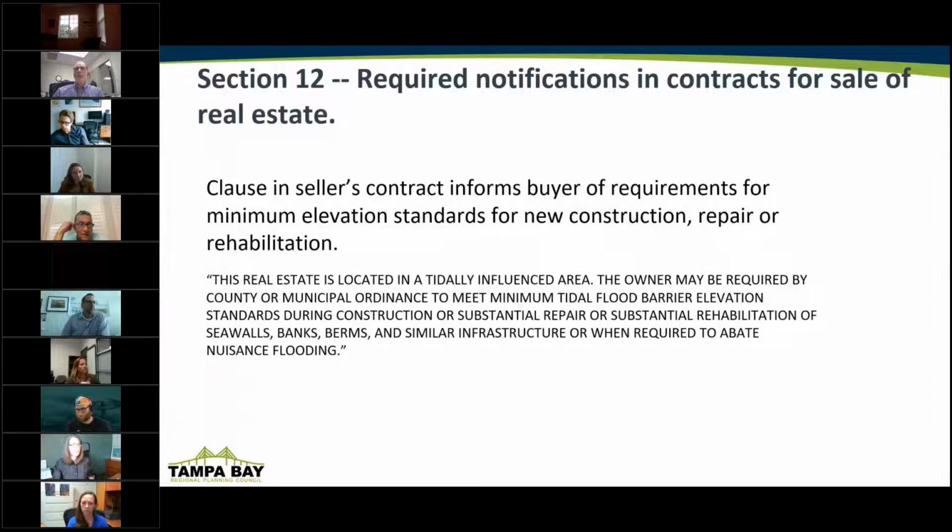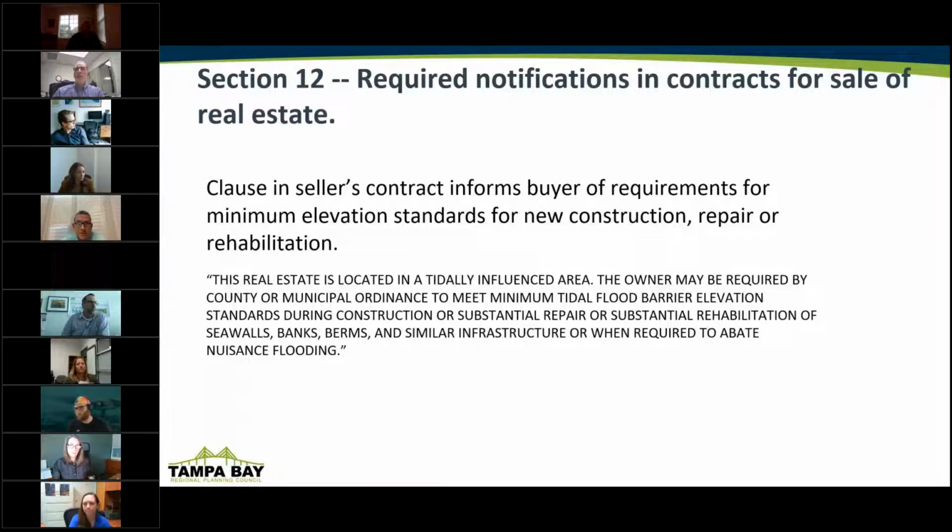a common sense kind of thing that says, this real estate is located in a tidally influenced area. You as the owner may be required by such ordinance to meet certain requirements. And it's not much different than what we have that says if you buy an old house and your electrical wiring was back from the 1960s, you're expected to bring it up to code.